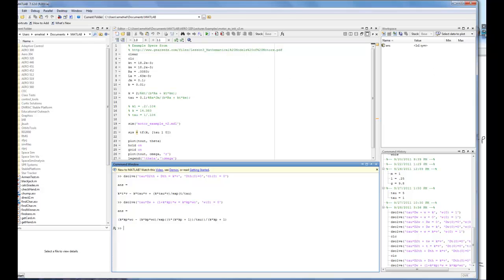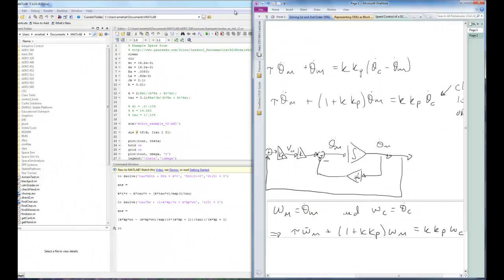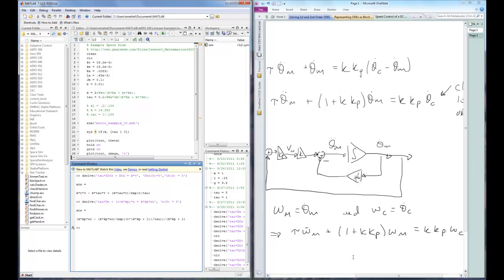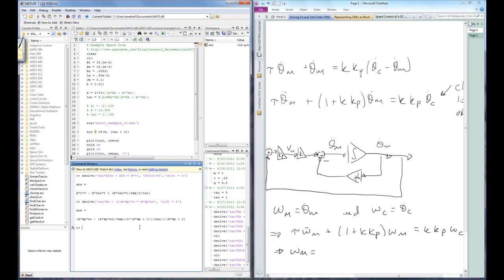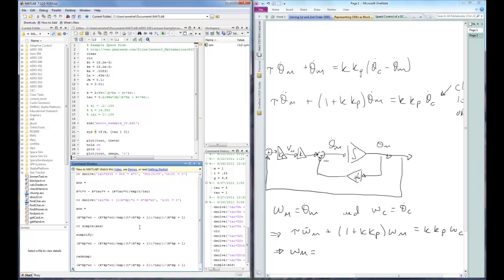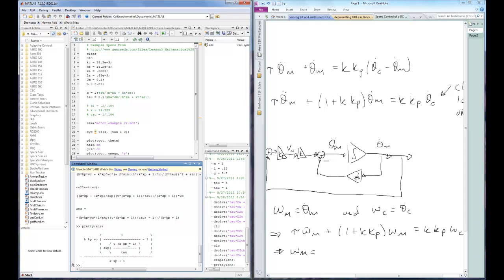And so if I carry that over onto this sheet of paper here, I've got, what do I have? Let's see, I've got to arrange things so I can do this. I end up with a solution for omega m is equal to, what do we have here? Oh, by the way, if this is hard to read, we can say simple answer, and it tries to simplify it, and then we say pretty answer, and it does that. Okay, so that's a little easier to interpret.